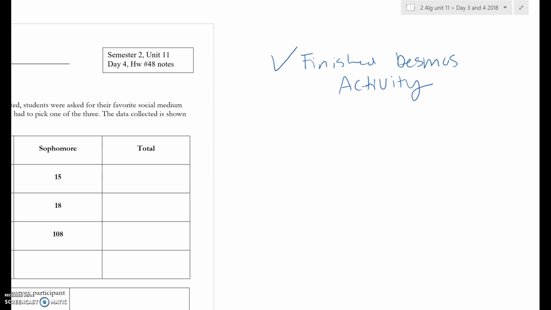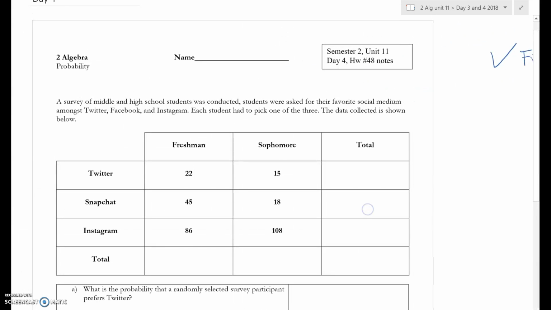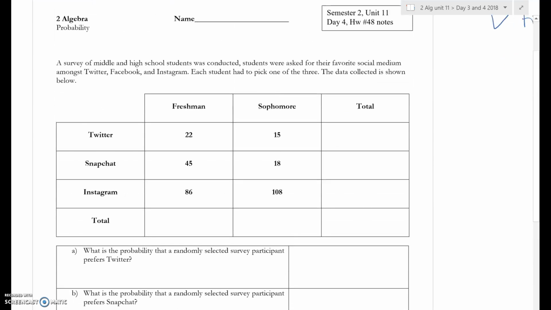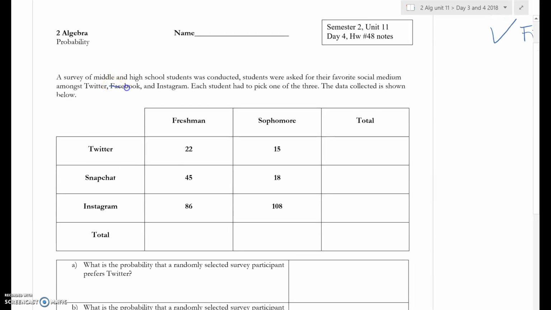Otherwise, here we go. If we're thinking about how to compute probabilities, it's always good to have a context that has multiple outcomes, multiple topics. So here we're looking at a survey of freshman and sophomore students about what their favorite social medium was. And, oh, hang on, there's a typo here. We're not using Facebook. I switched that for Snapchat. That's important. Make that change there, please.